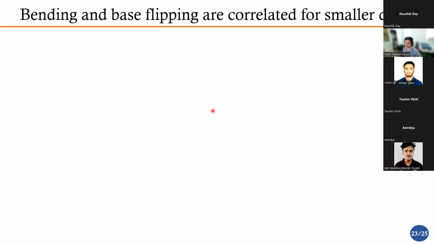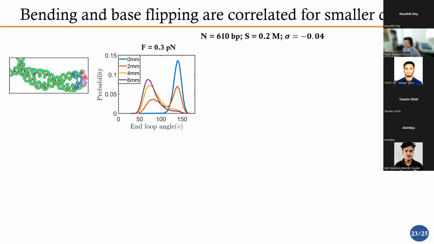And then an interesting thing we can study is what happens to this plectoneme end loop structure when the bases are flipped out, right? A thing to remember is that our theory is that the protein binds to this plectoneme end loop for mismatch recognition.